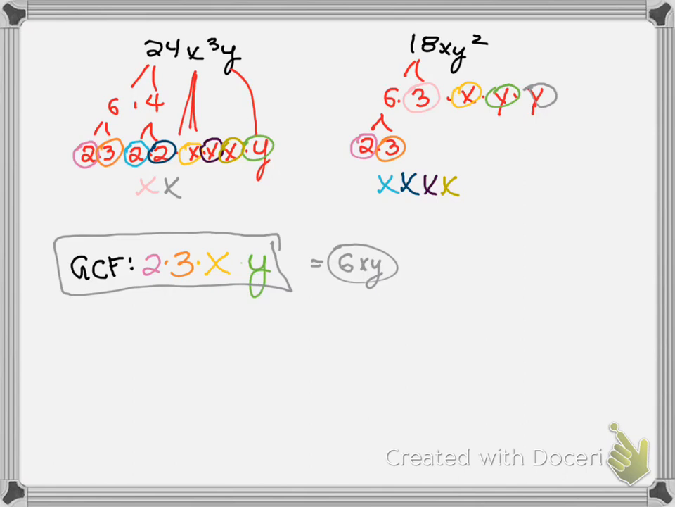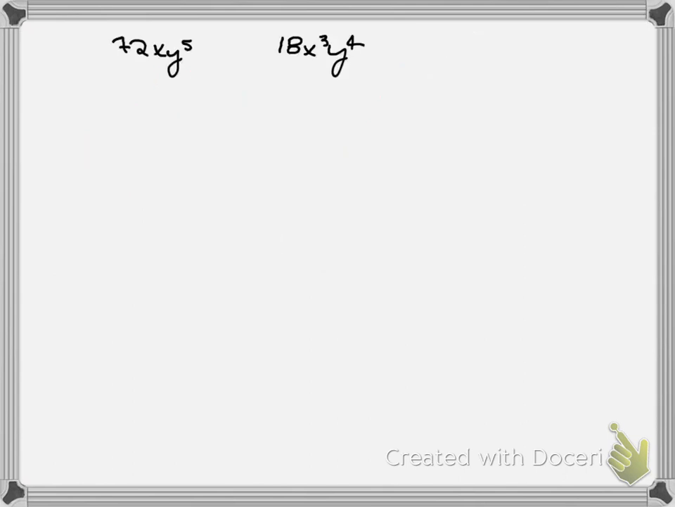Let's do one more of these, and then I'll end the video. So this time we have big numbers. We have 72xy to the 5th. So we can factor that. We get 9 times 8. And 8 is 2 times 2 times 2. 9 is 3 times 3. 18 is 2 times 9, just 3 times 3.